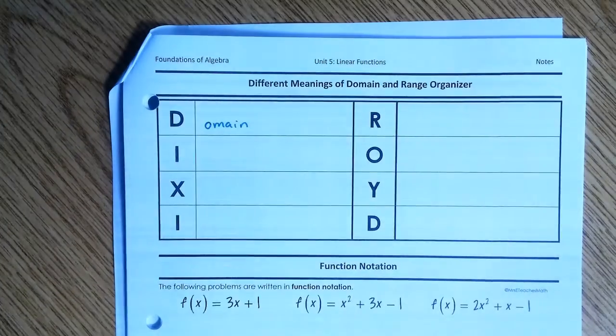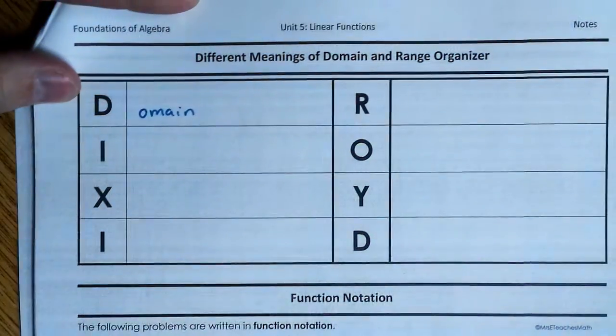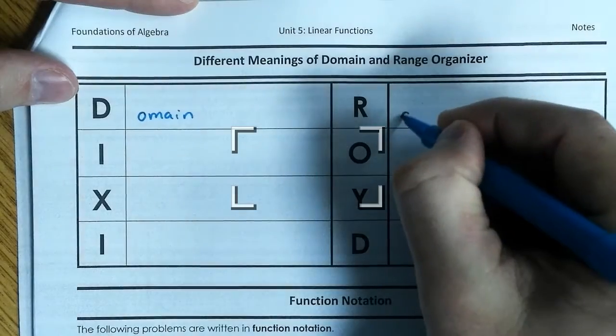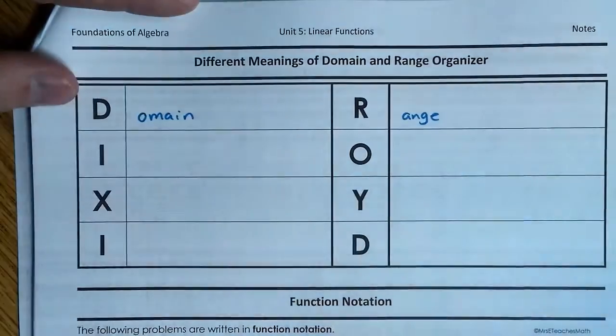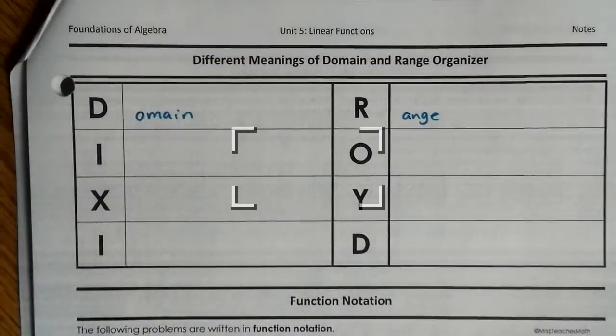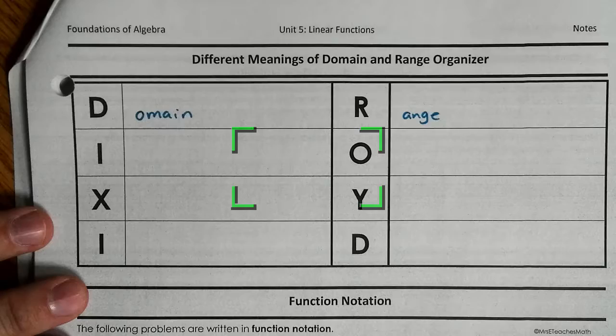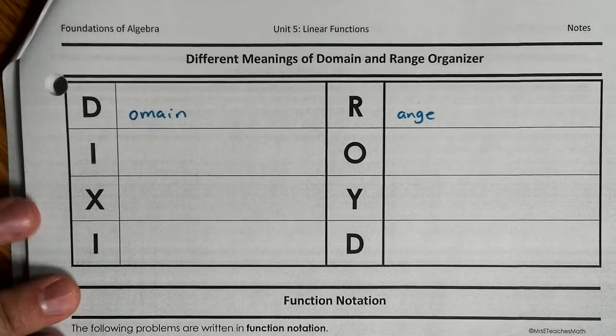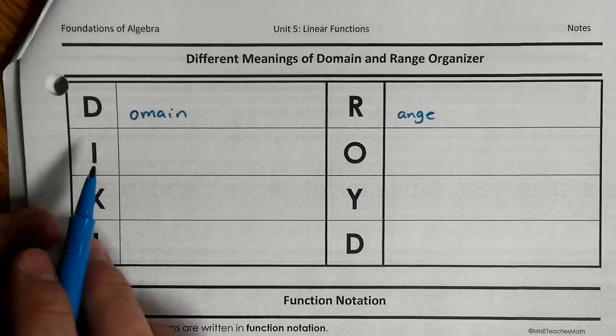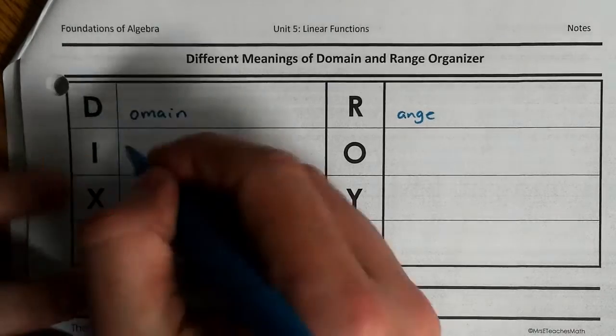Yeah, so D is domain. R, what does R mean? R means range. So in math we have a domain and a range. Your input is domain, your output is range. What do you think this I means? Input. Yeah, there we go.